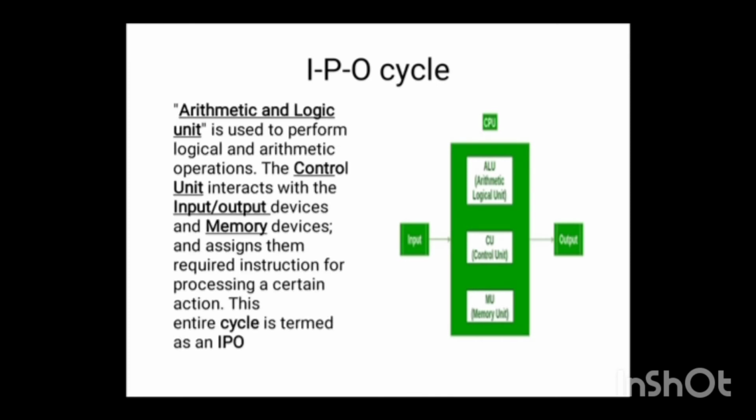An arithmetic and logic unit is used to perform the logical and arithmetical operations. The control unit interacts with the input-output devices and memory devices and assigns them the required instructions for the processing of a certain action. This entire cycle is termed as an IPO cycle, that is input process output cycle.